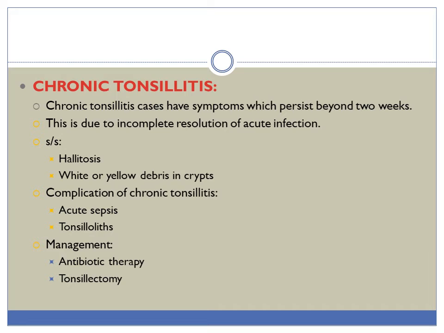Another complication of acute tonsillitis is chronic tonsillitis. Chronic tonsillitis cases have symptoms which persist beyond 2 weeks. Patient usually presents with halitosis, white or yellowish debris over the crypts. Such patients can complicate into acute sepsis or tonsillitis. Again, the management of this is antibiotic therapy and tonsillectomy. Chronic tonsillitis will be discussed again in another chapter.